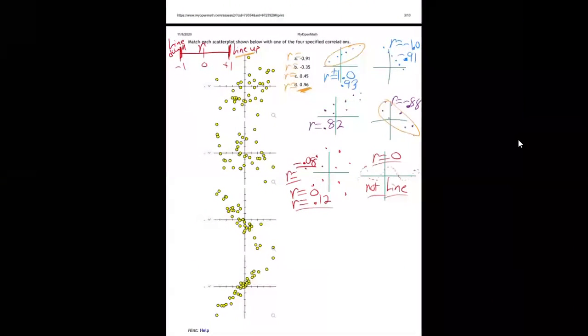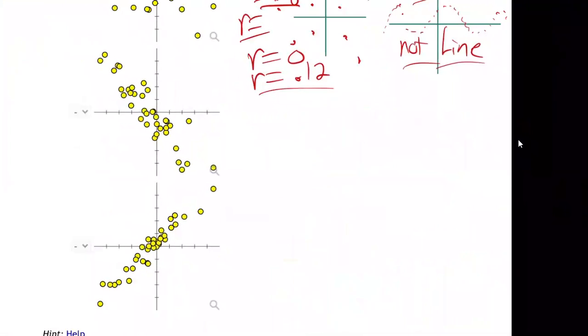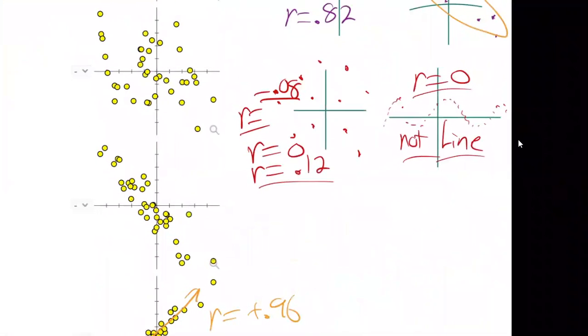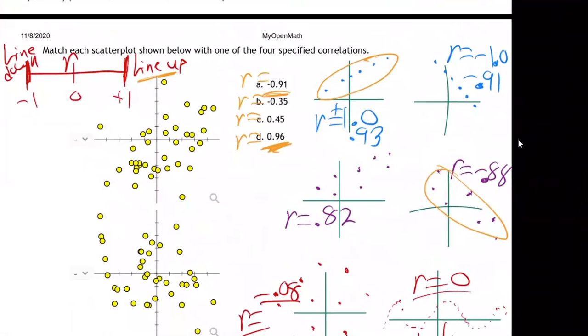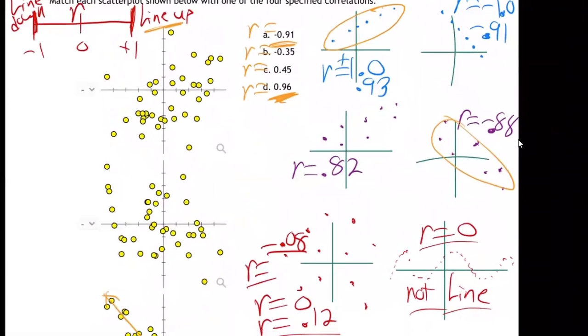So which one of these, let's start there. Which one of these looks like a line going up, almost a perfect straight line? Well, in my example, it looks like this one, doesn't it? So that's going to be the one that's positive and up right there. R is positive 0.96 because the line is going up to the right. Whereas this one here is going down to the right, and so that's going to be a negative close to 1. That's going to be the negative 0.91.